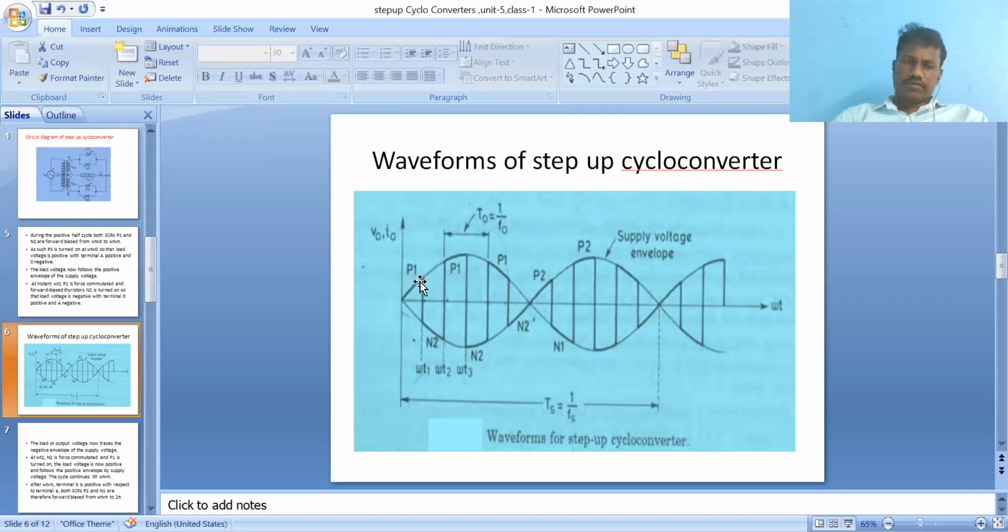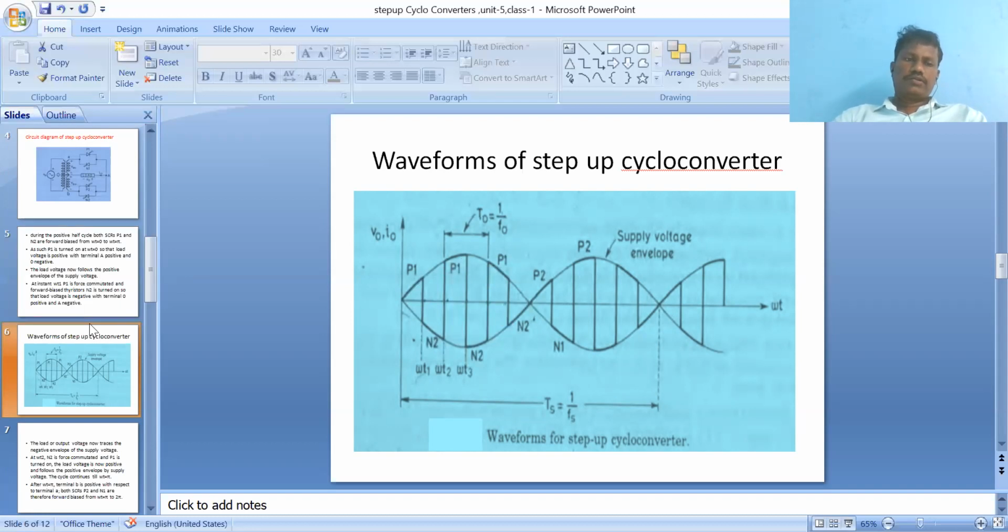Let us see: P1 is only the positive portion, N2 only the negative portion. Remember this. So it is for one cycle: 1, 2, 3. It is presented by only a half cycle of input. So on completion of one half cycle of input, the output is 3 cycles.